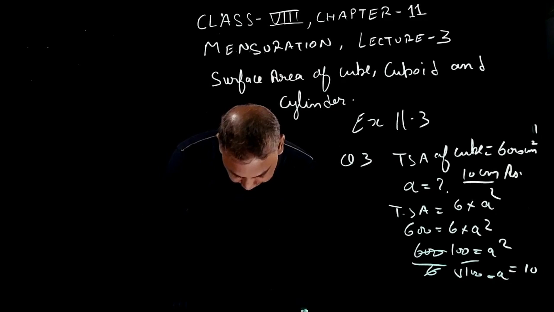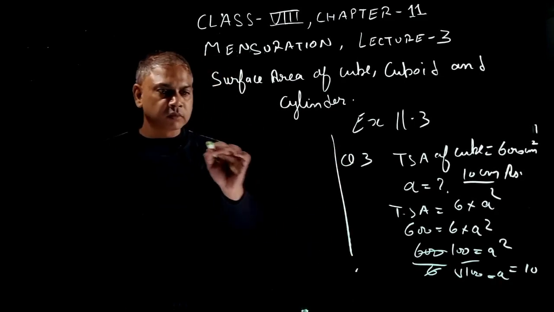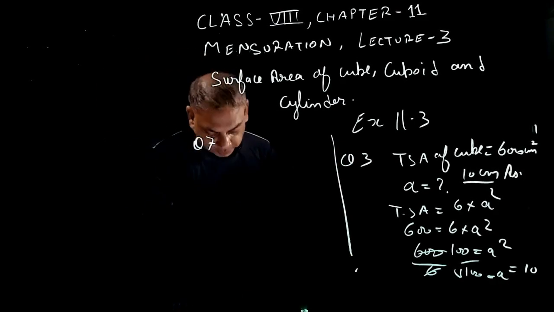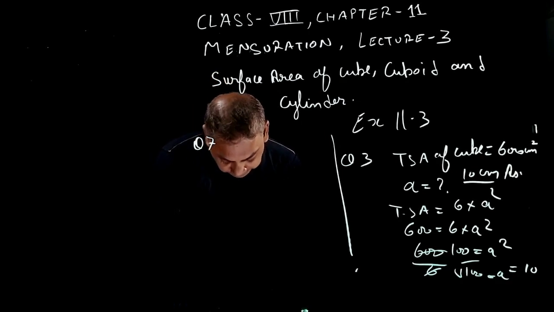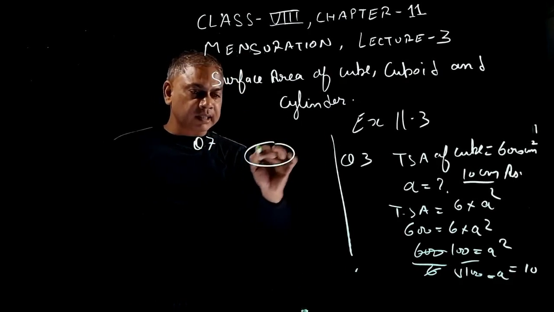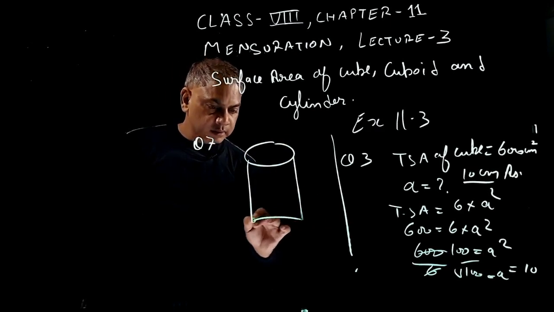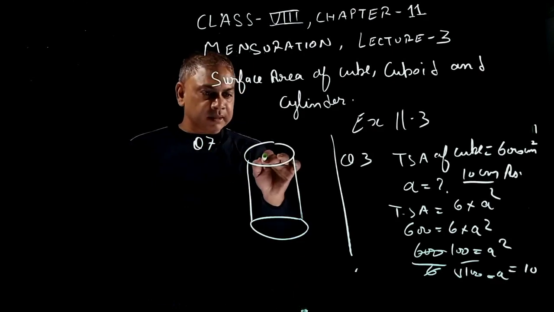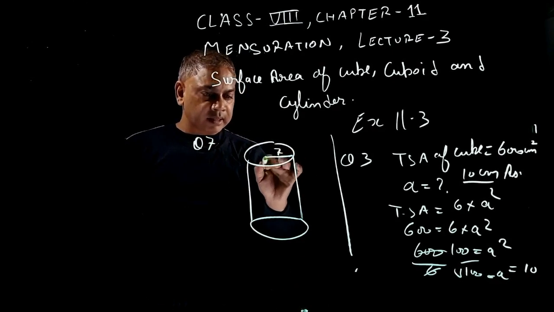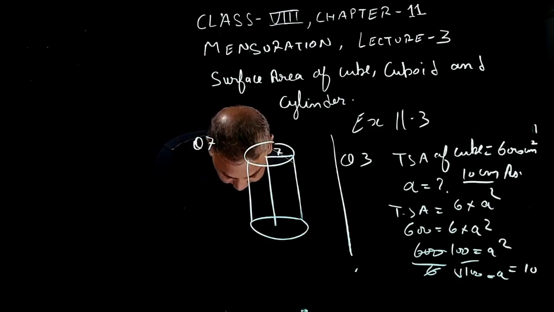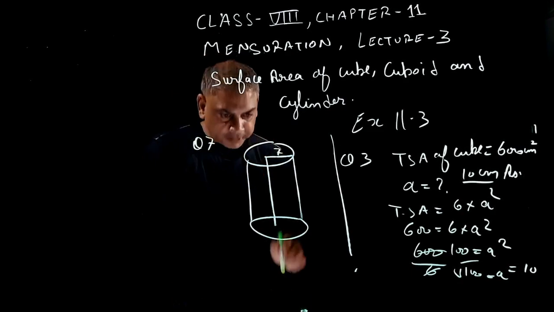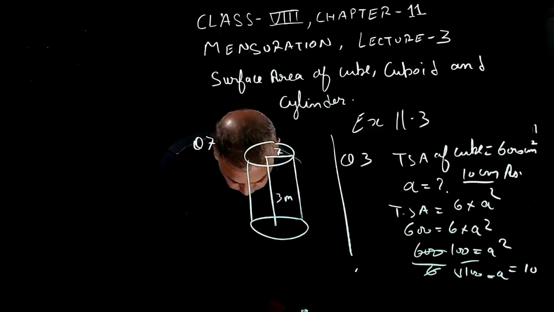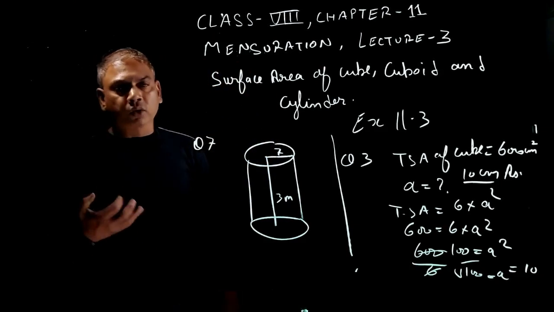Now come to question number 7 of exercise 11.3. Question number 7 says a closed cylindrical tank. We have a closed cylindrical tank. Okay, this is the closed tank of radius 7 meter. The radius of this tank is 7 and the height given to us is how much? Height is 3 meter. How much sheet of metal is required? You have to find out the total surface area.